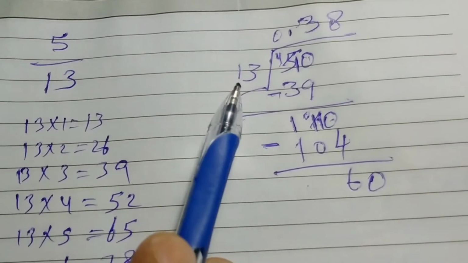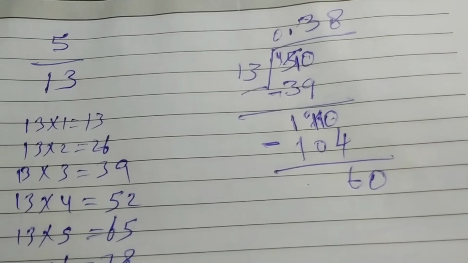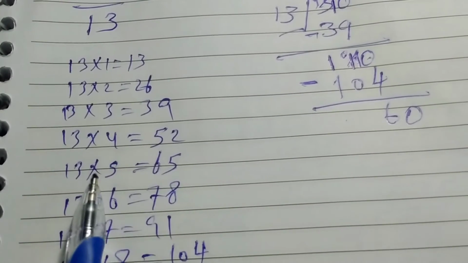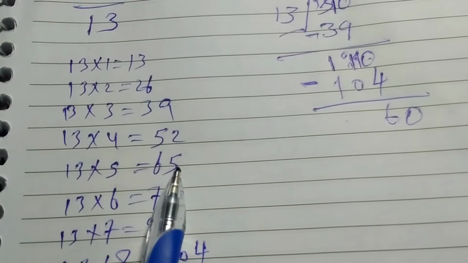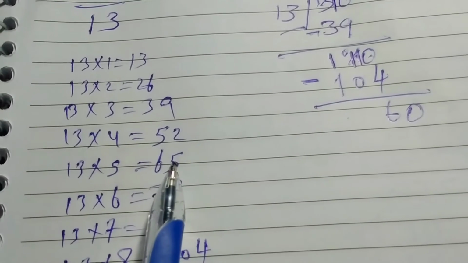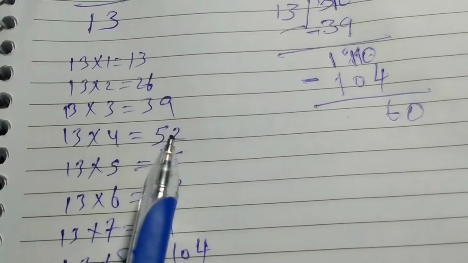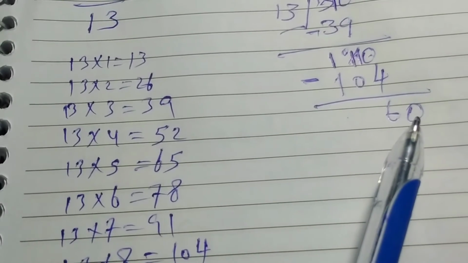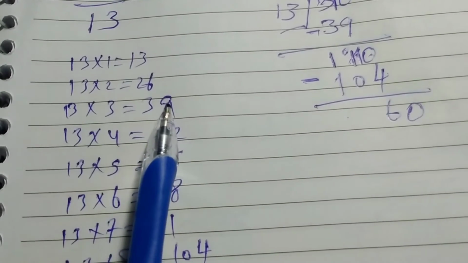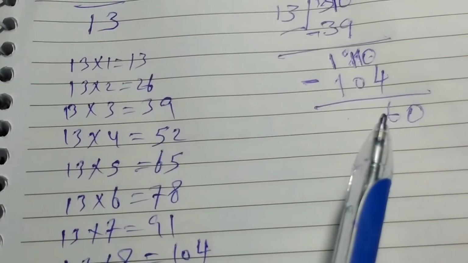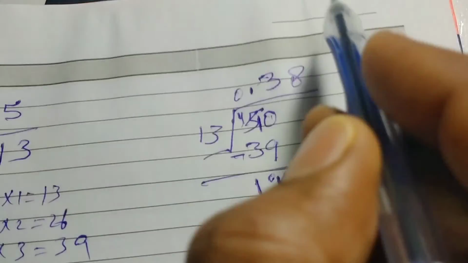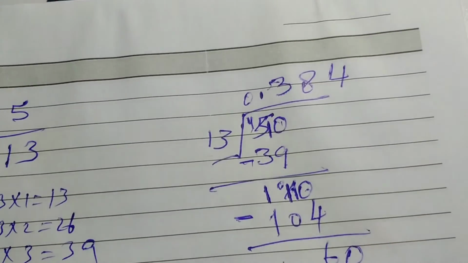So now 13 times what equals 60? Let's see the table. We have 65. 13 times 5 equals 65. So 65 is more than 60. So we will not use this one because it is big. So 13 times 4 is less than 60 but close to 60. So we will use 13 times 4. We cannot use 13 times 3. It is less than 60 but it is not close to 60. So 13 times 4 equals 52.